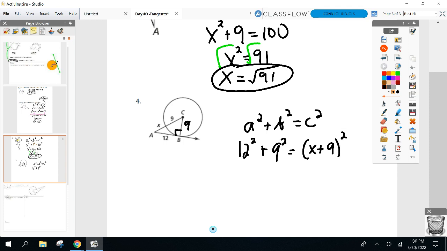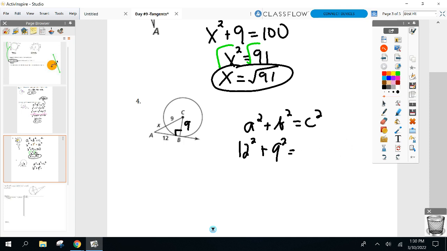Would the x squareds cancel out like they did on the last problem? No, I don't have any x squared over here. So what I'm trying to tell you is this problem would end up having to be solved by factoring. Let me see if you like this a little bit better instead of factoring.